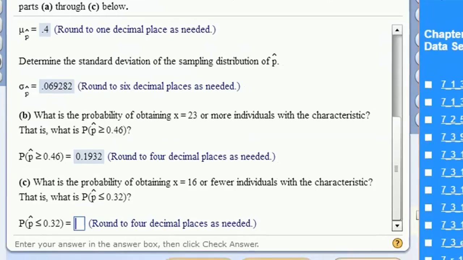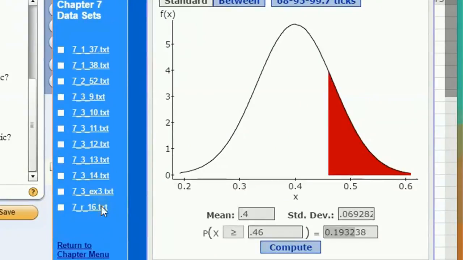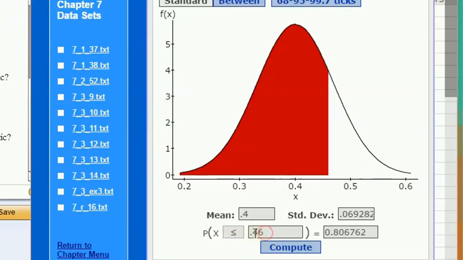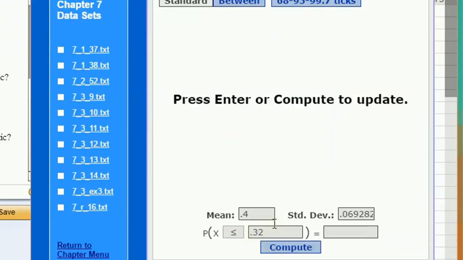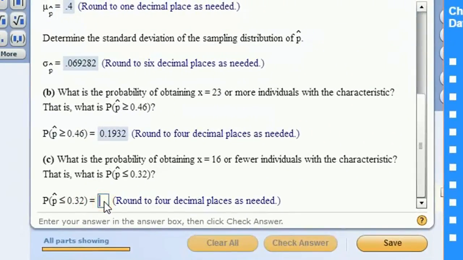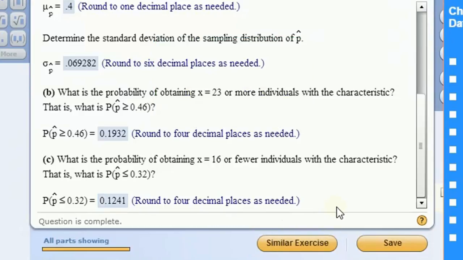Okay, the probability of obtaining 16 or fewer, also known as what's the probability of getting a sample proportion less than 0.32, the same probability distribution. Now we just calculate a left tail probability. There we go, 0.1241. All right, so there you go, the normal probability calculator and some applications in some word problems and some sampling distribution problems. Okay.